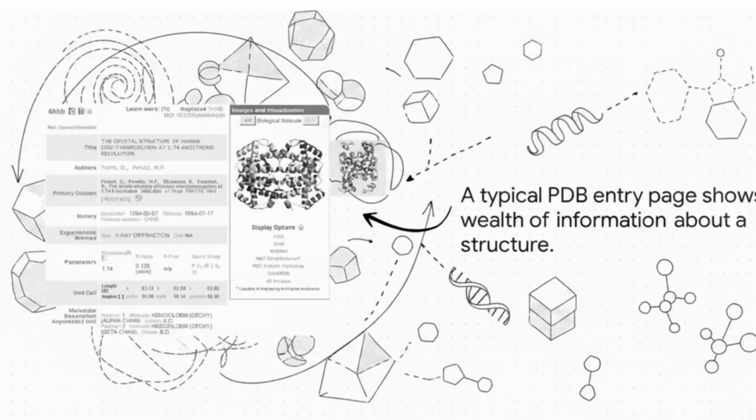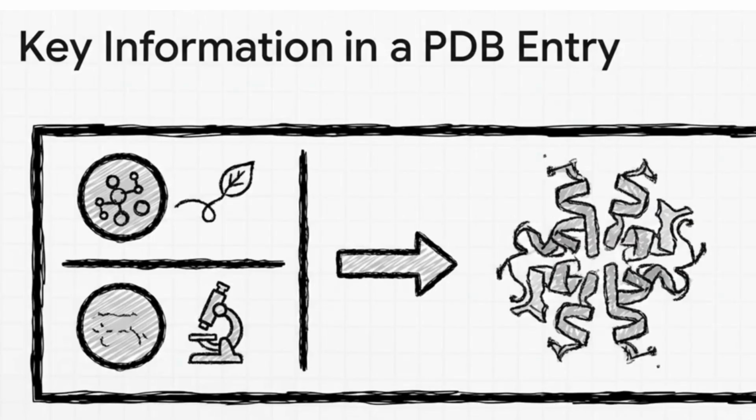Okay, so you go to the PDB website and look up a structure. What are you actually looking at? Let's break down a typical entry. Each entry is just packed with crucial info. You'll find the basics, like the molecule's name and what organism it came from. You'll also see which experimental method was used. But a really key piece of information is its resolution, measured in angstroms.